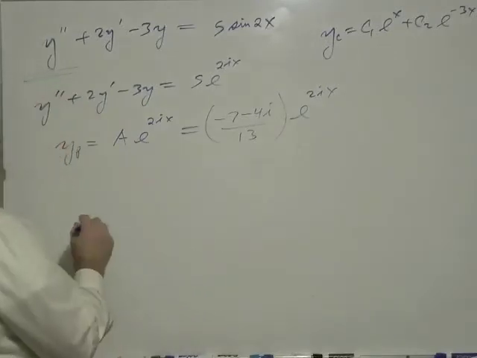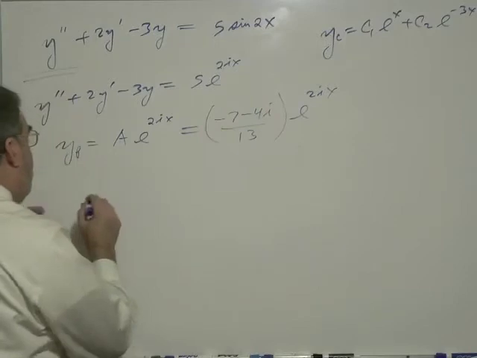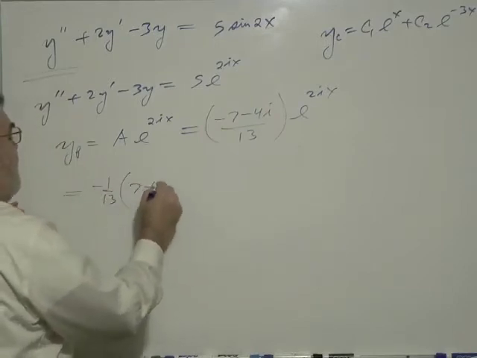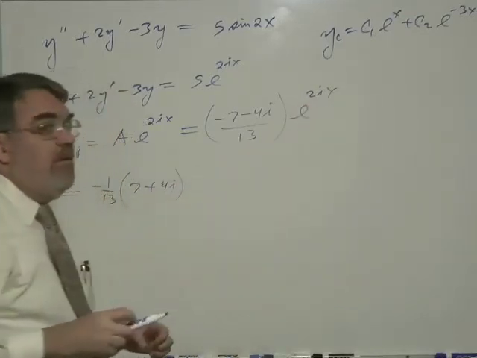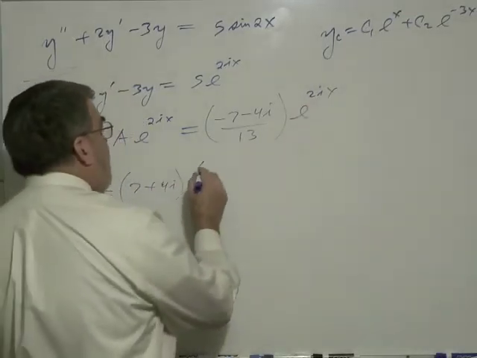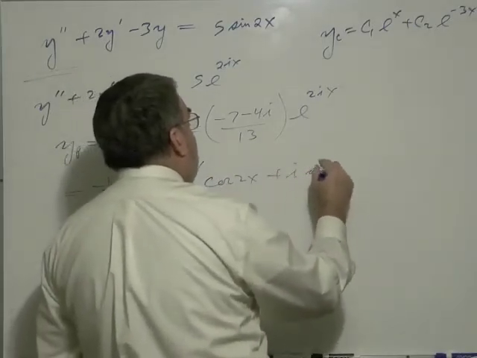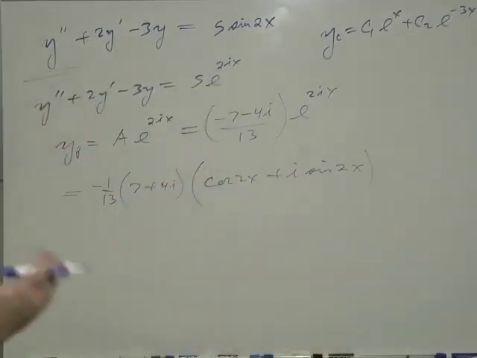So at this point, I'm going to factor out minus 1/13. Minus 1/13, parentheses 7 plus 4i. And then I'm going to rewrite e to the 2ix in sine and cosine form. So that's cosine 2x plus i sine 2x. And that's how we end up with sine and cosine for our answer.